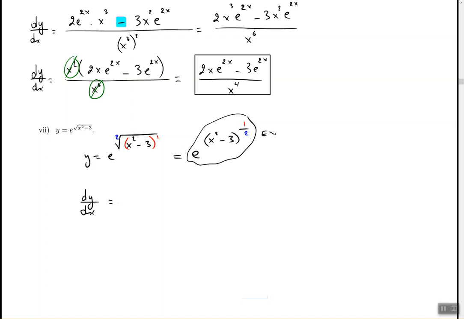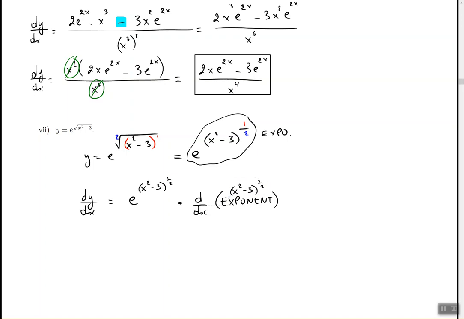So remember the derivative of an exponential, so this whole thing is now what we call an exponential function. The derivative of an exponential function is the function itself, so it's e to the x squared minus 3 to the power of 1/2, times the derivative with respect to x of the power of the exponent. Okay, so in other terms, what I want next is the derivative of x squared minus 3 to the power of 1/2, basically. So that is the exponent. That's what goes right there.